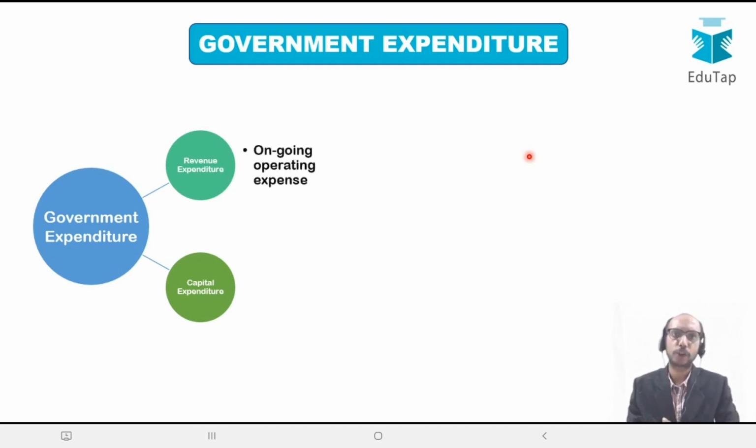Revenue expenditure is your ongoing operating expense. This is your day-to-day expenditure, monthly expenditure that the government has to undertake. One of the best examples that I can give you for revenue expenditure is the salary that the government pays to government employees. It is an ongoing operating expense forever. Since the start of the government till the end of the government, salaries are going to be paid out. Without salaries, without employees, the government cannot function. It is an operating expense.